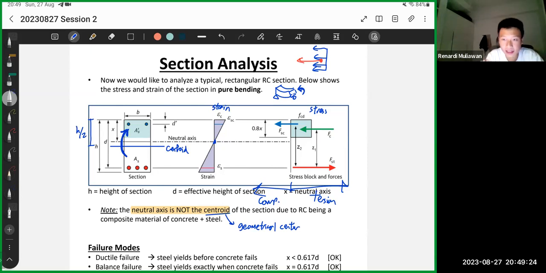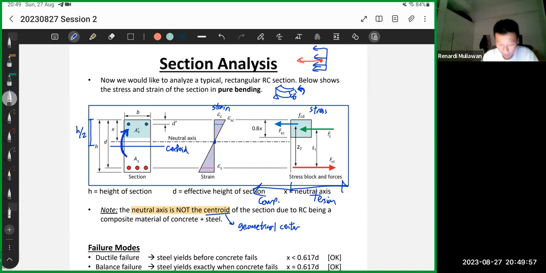However, remember RC is a composite material. It's consisted of steel and concrete. So the center of mass, not center of mass. Actually, that's sort of center of mass, but the neutral axis is not at the centroid. It's because it's a composite structure. Okay, it's steel plus concrete. I will explain how you will get the neutral axis again in the next page. But just take note that centroid and neutral axis in this case is different.